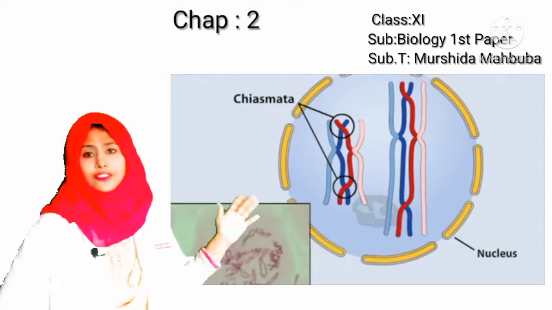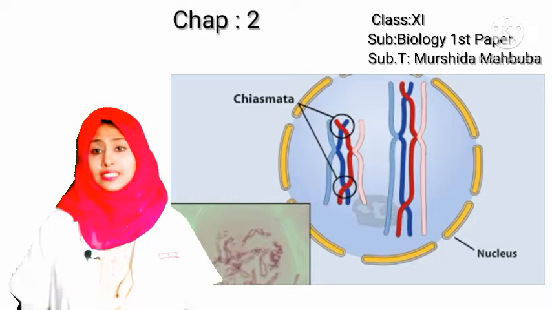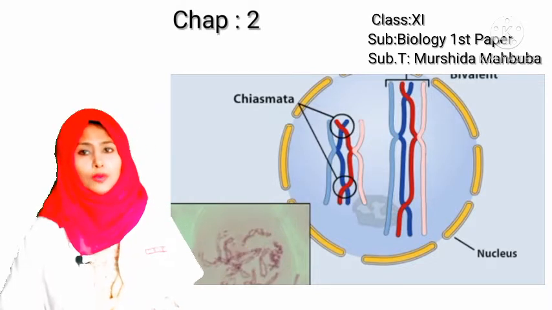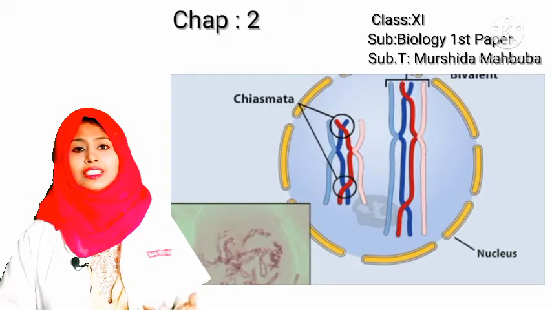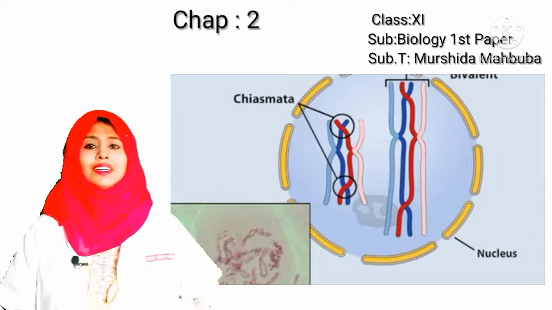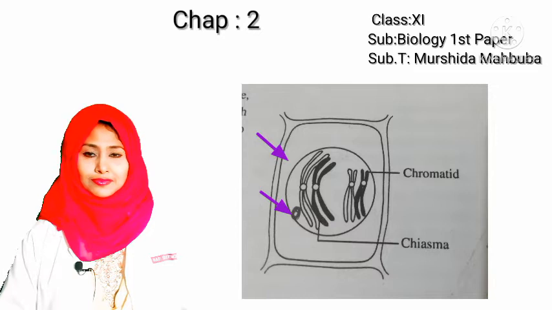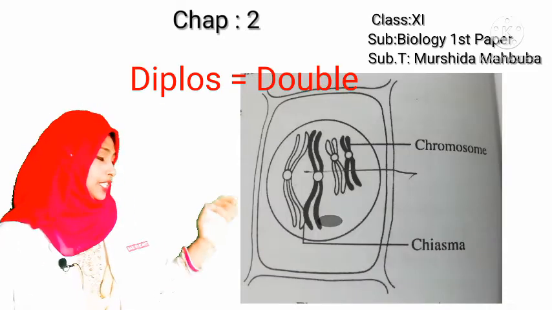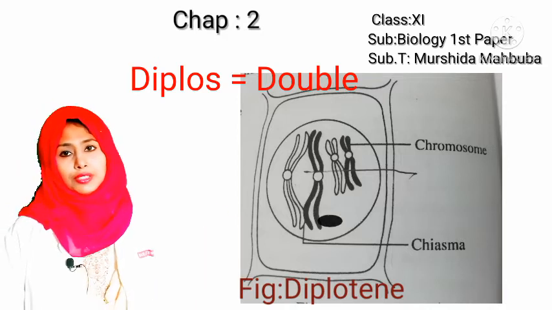As a result of crossing over, the change of characters of the chromosome takes place, which leads to the change of species. Nucleolus and nuclear membrane are also present here. Then diplotene. Diplo means double and tene means thread.